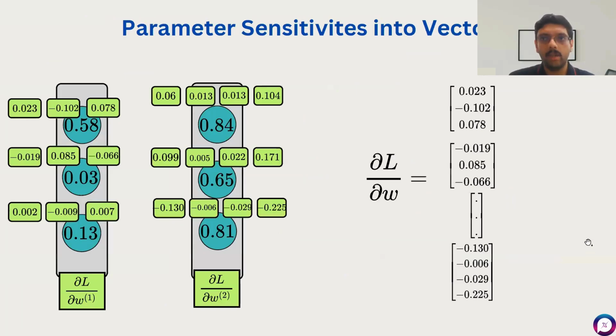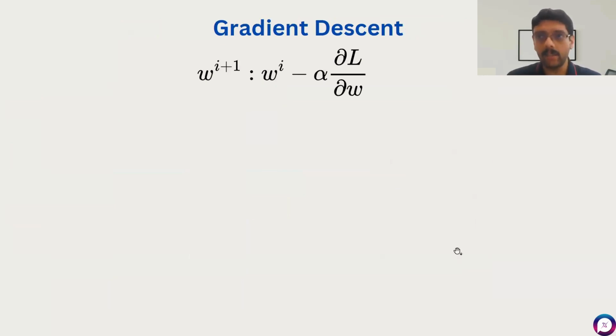How's that done? The first thing you do is take all these weights and biases and put them into a vector. So this is here, and so on. Make it a vector. And so it becomes the gradient vector, which is basically the gradient of the loss with respect to each of these parameters. And then we use the gradient descent algorithm.